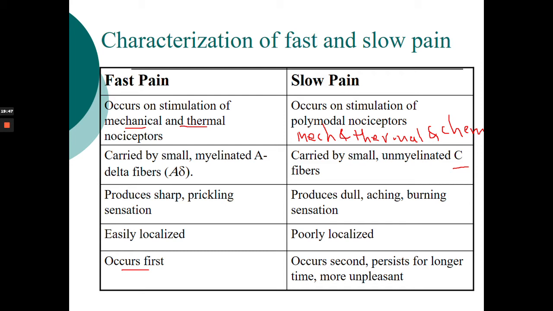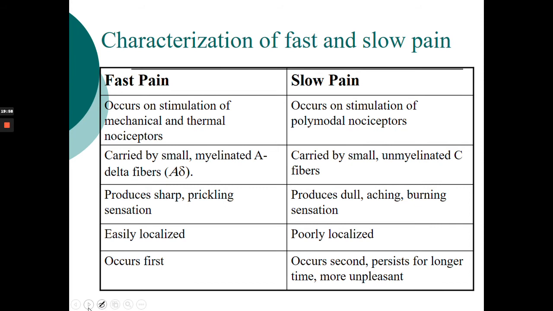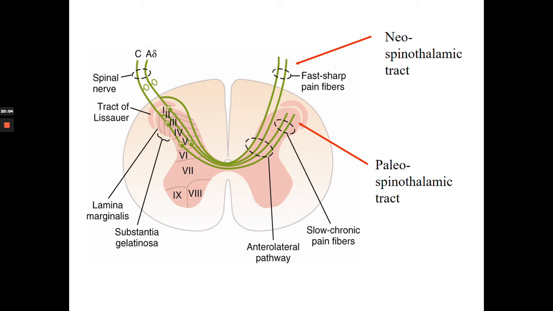Fast pain is acute and it subsides easily. It does not aggravate. These are the types of pain you have. This is the A delta fiber. It transmits fast pain. And the other one is the C fiber here. It transmits slow pain.